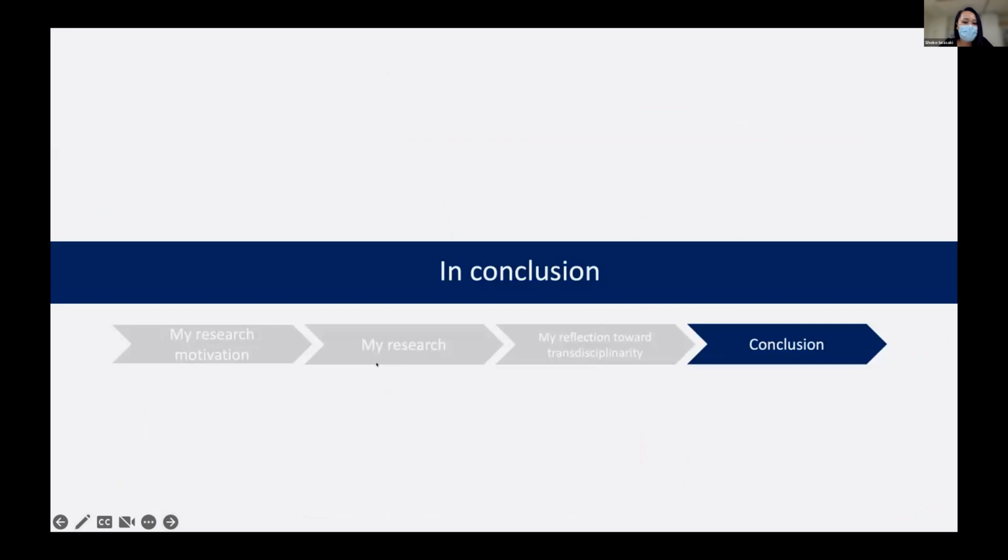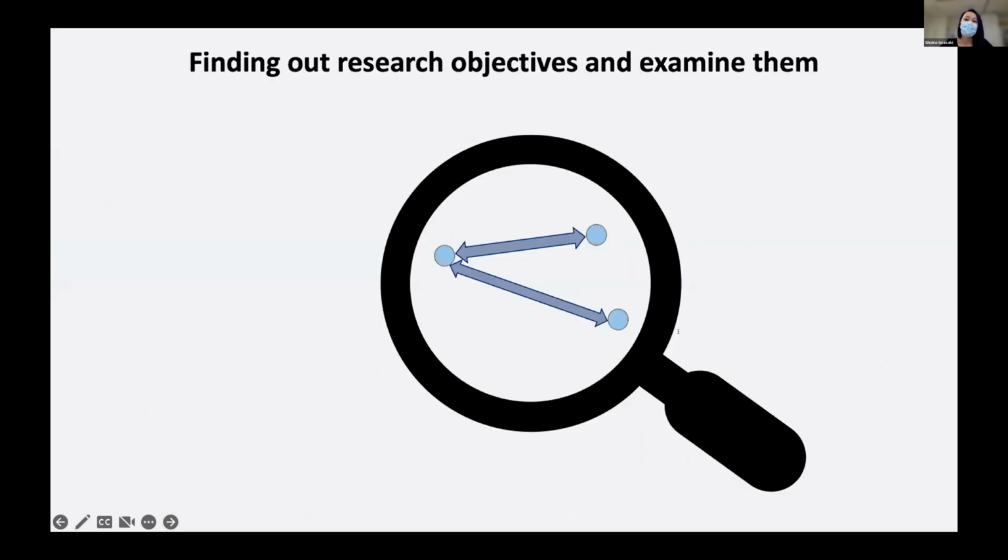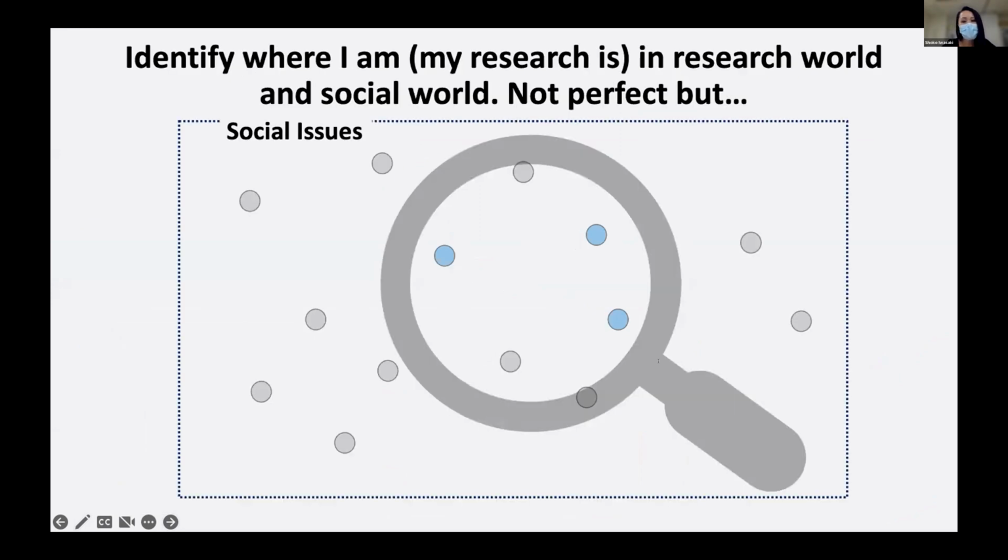And here are my conclusions. In the research, it seems I just examined the relationship between two specific research objects. However, I started to realize that these objects connect to many other factors in the overall picture. Throughout the transdisciplinary research, I became more aware of seeing the issue not only from one perspective, but also from many other different angles.